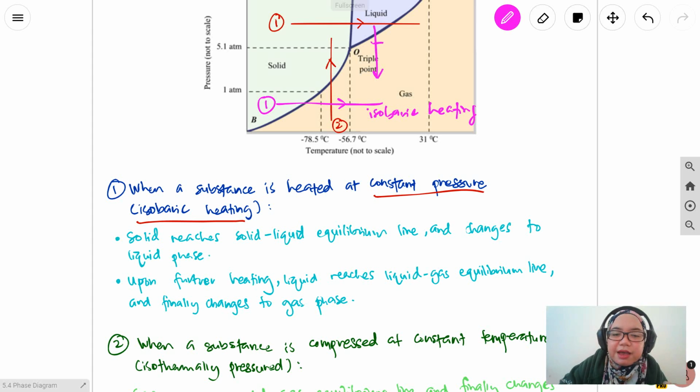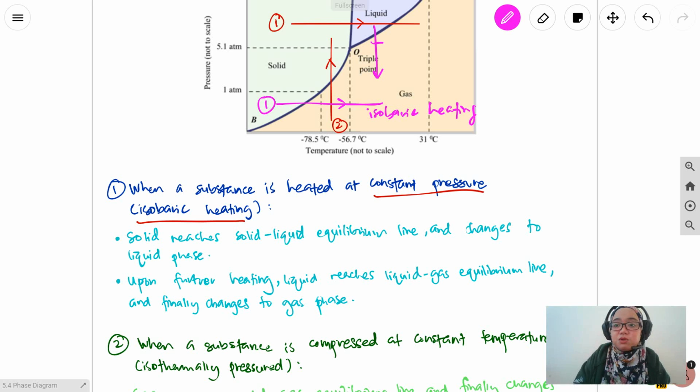Maksudnya, okay, when a substance is compressed at constant temperature, okay, the liquid will reach the liquid gas equilibrium line and finally changes to the gas phase. Pun boleh juga. Okay. Awak kena tengoklah, awak kena baca graph awak sendiri, phase diagram awak sendiri. Baca dia at constant pressure ke, at constant temperature ke, mana yang bertukar, temperature dia increase ke, temperature dia decreases ke. Semua tu awak kena baca sendiri. Okay, tapi this is how you explain the phase changes in a substance by using the phase diagram.